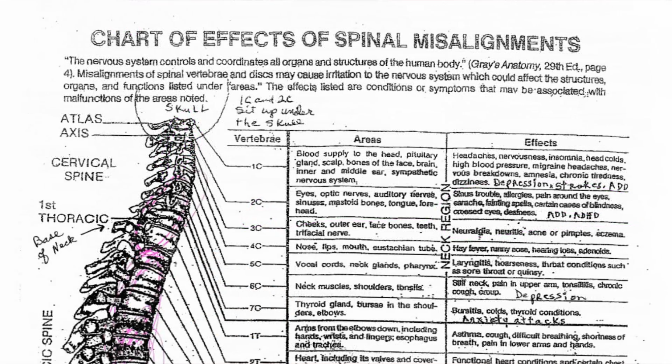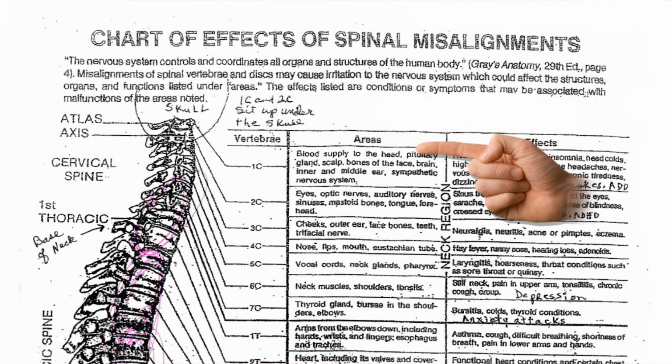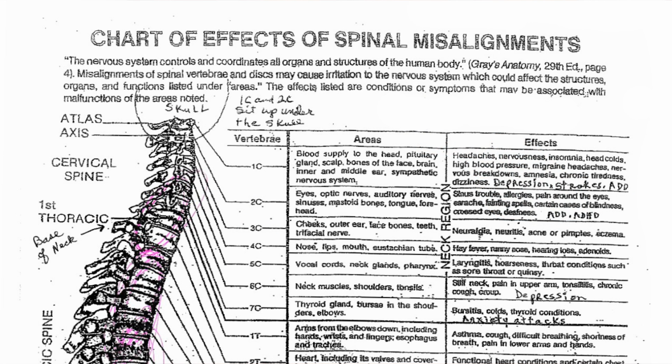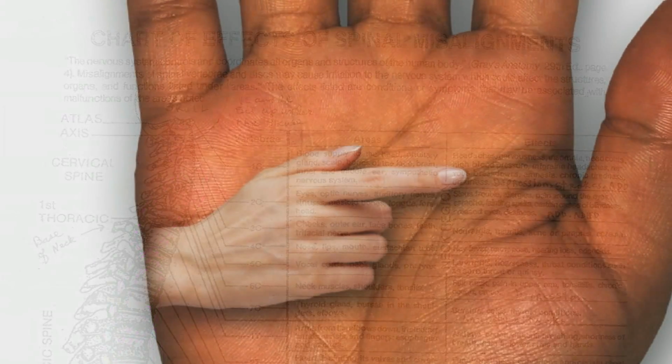And then the next column is the area. That's the area of your body that the nerves go to: your head, your eyes, your cheeks, your nose, your vocal cords, your neck, your heart, your lungs, your stomach, etc. And then that next column is the effects. And that's the effects that you'll get if that vertebrae is turned out of place.